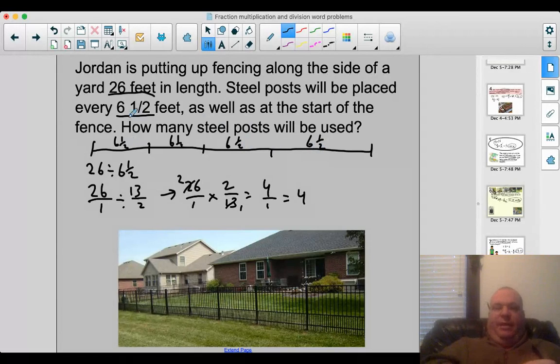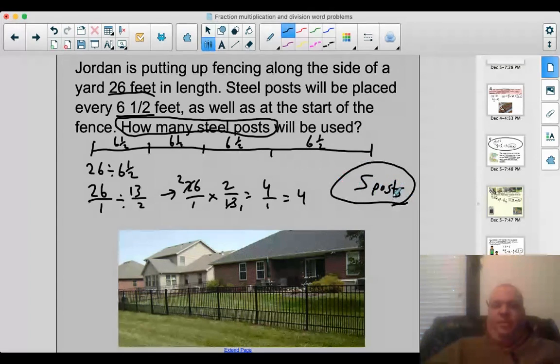Now, again, the question I'm trying to answer, I gotta be careful, is how many steel posts? It doesn't ask how many sections there will be, it's how many steel posts. I'm putting one between each section and one at the beginning and end. So if that's the case, I got 1, 2, 3, 4, 5. 3 are between the sections and then 2 on the ends. So I would need 5 posts to do this. Again, be really careful. It's always a good idea after you finish the math to go back and make sure you're answering the question that's being asked.